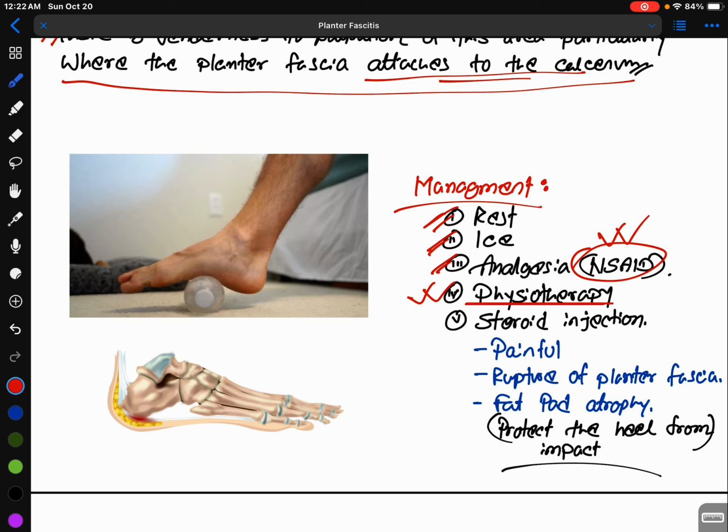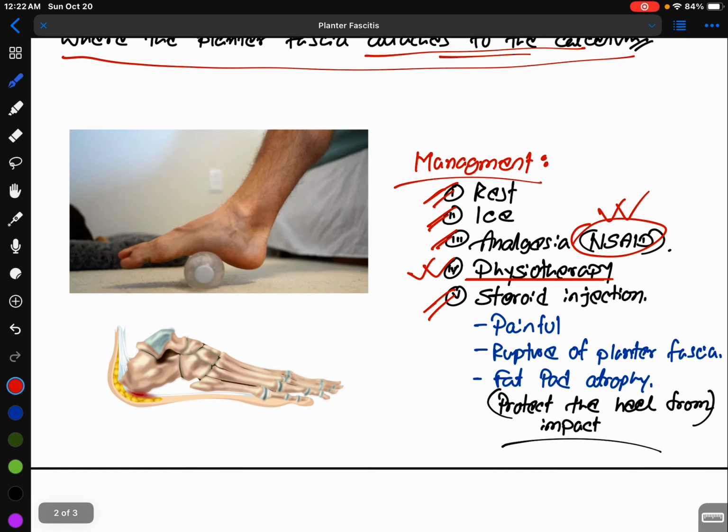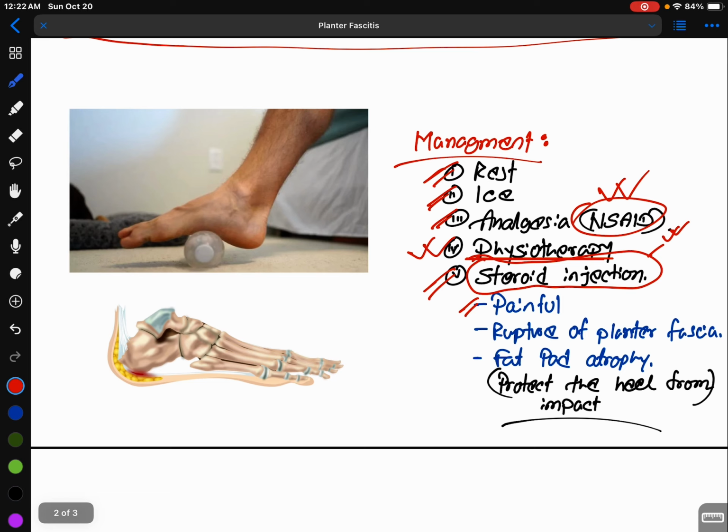Steroid injection is sometimes found helpful, but there are some complications. The most severe complications are, first of all, injecting a drug is painful. Secondly, it can cause rupture of the plantar fascia.